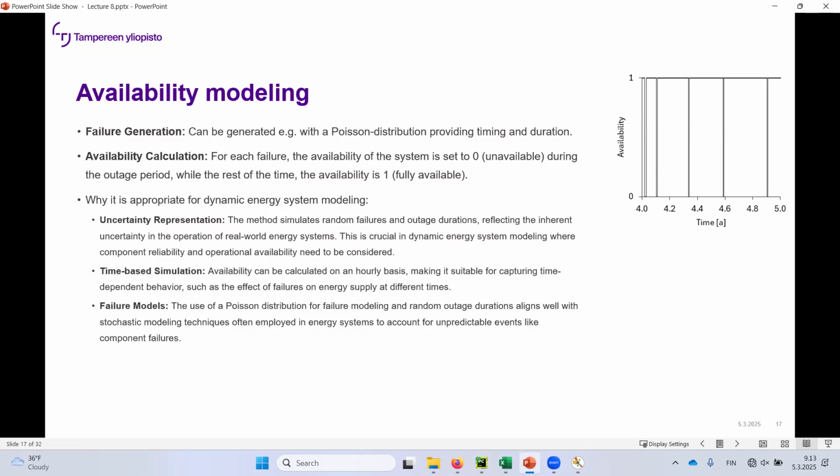So the failure model, use of Poisson distribution for this failure modeling and this random outage duration aligns well with this kind of stochastic modeling techniques. So it would give me maintenance hours as a function of time. And as I said, this is completely arbitrary. Most power plants wouldn't function if they would have so many outages in 10 years. So that wouldn't be profitable.